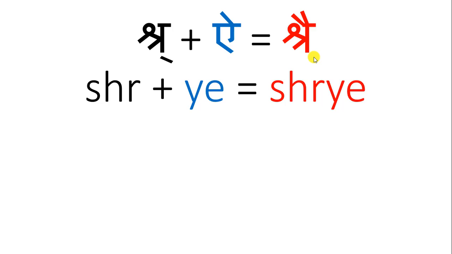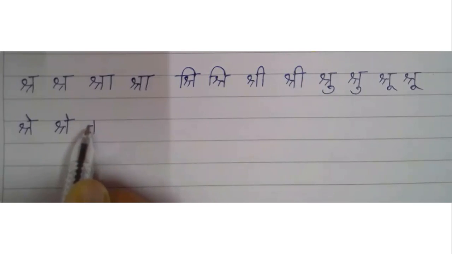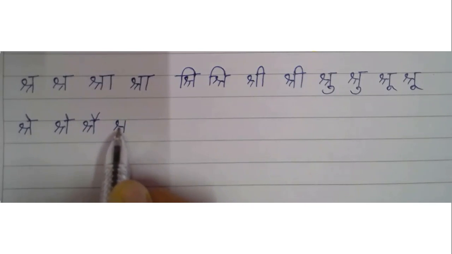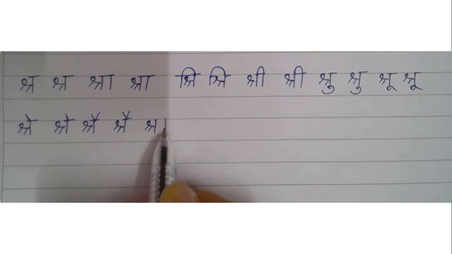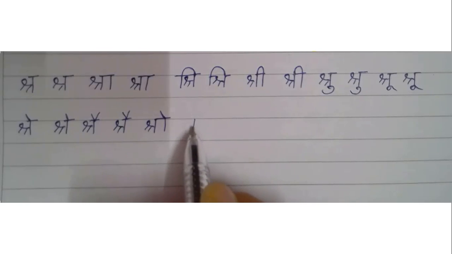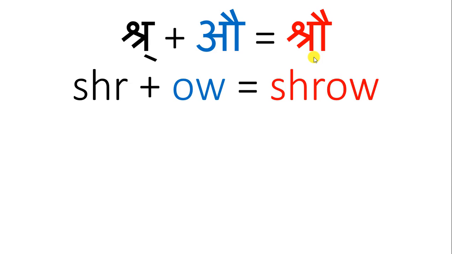Next sound is shrai, and shrai is written like this. Next sound is shro, and shro is written like this. Next is shrau, and shrau is written like this.